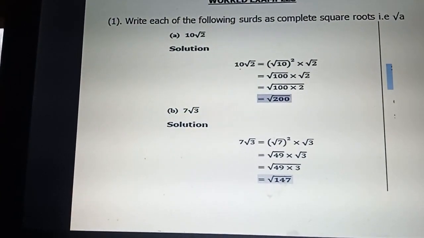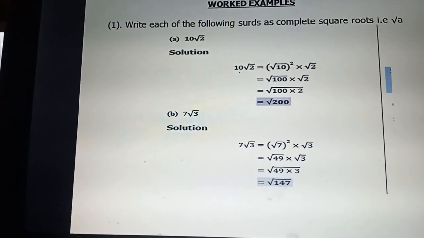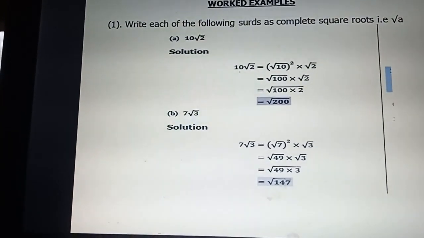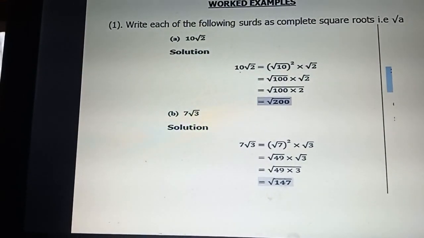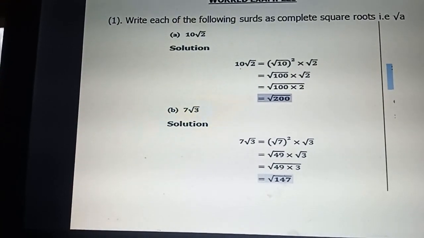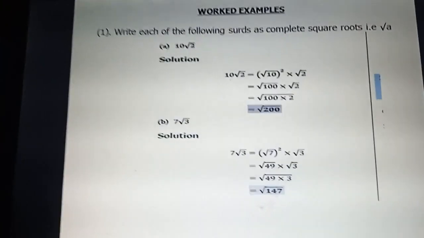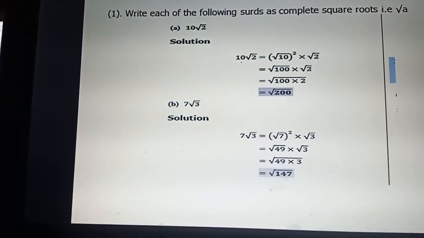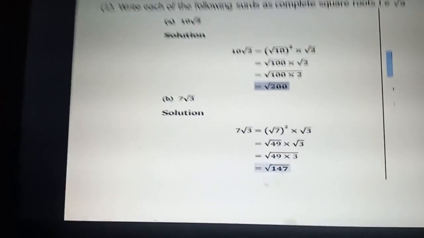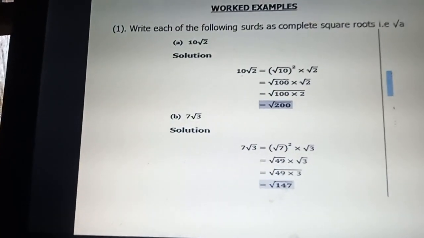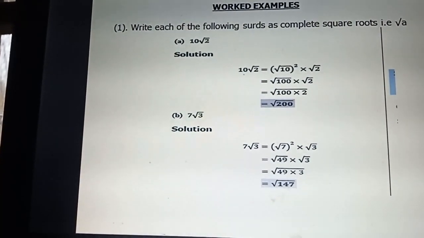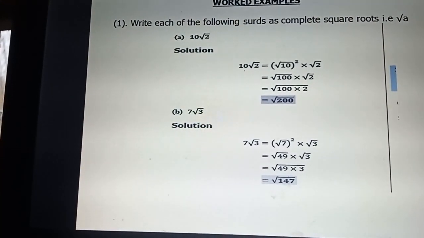Then example 2. 7 root 3. Solution, the same as number 1. 7 root 3 is equal to root of 7 squared times 3. You should square 7, which will give you what? 49. 49 times 3 will give you 147. You can use a calculator to press this one. Then you should move to another one. This one is very, very simple. Is that clear?